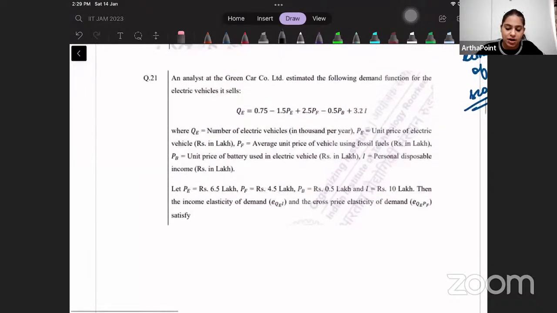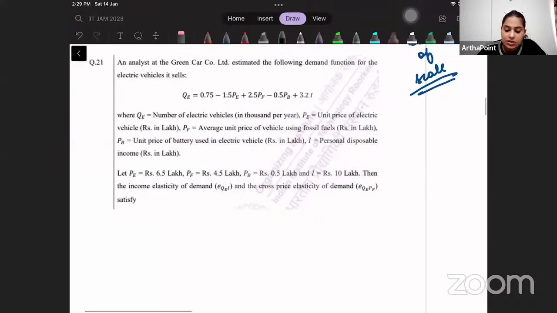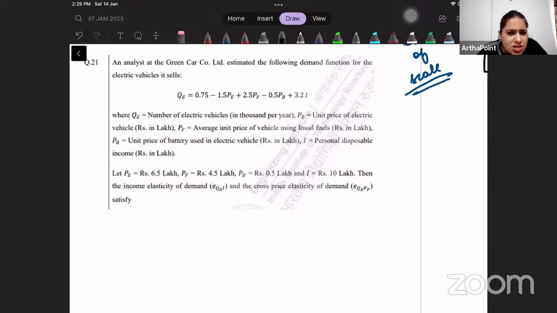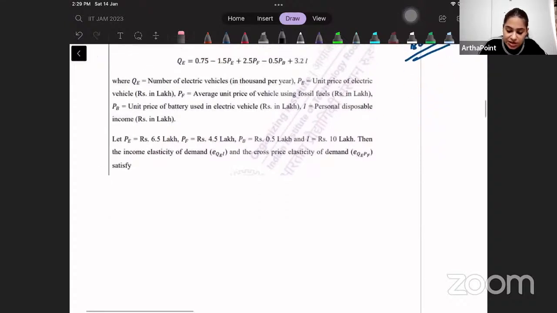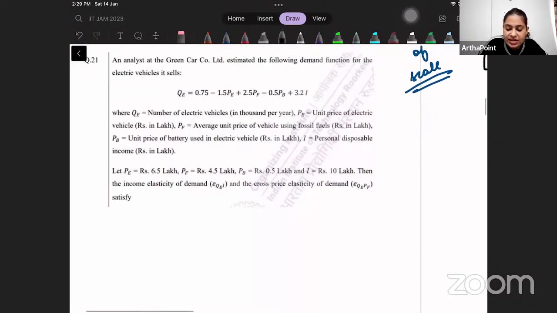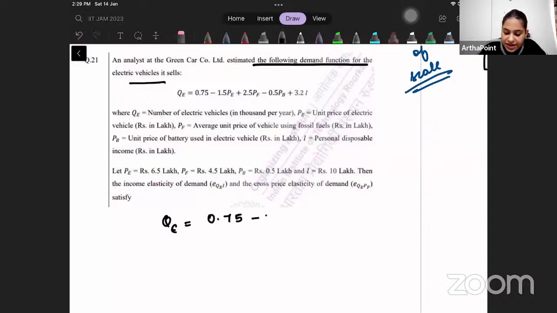Now come to the next part, question number 21. This is a question just testing your basic elasticity, whether you know what elasticity is or not. It says that an analyst estimated the following demand function for electric vehicles. So QE is equal to 0.75 minus 1.5 PE plus 2.5 PF minus 0.5 PB plus 3.2 I.